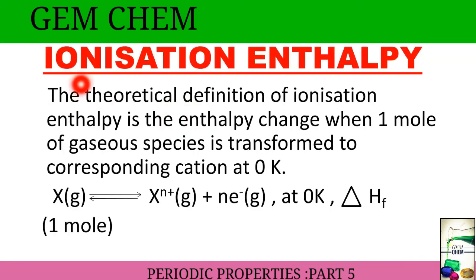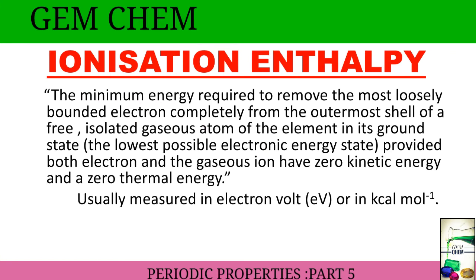Now see, what do we mean by ionization enthalpy? The ionization enthalpy has a theoretical definition which we are going to learn. It is actually the enthalpy change when 1 mole of gaseous species is transformed to the corresponding cation at 0 Kelvin. Suppose this is a gaseous species, so it will lose an electron to give this ionic species plus the electron. So this process is being monitored and the enthalpy change involved in it is the ionization enthalpy.